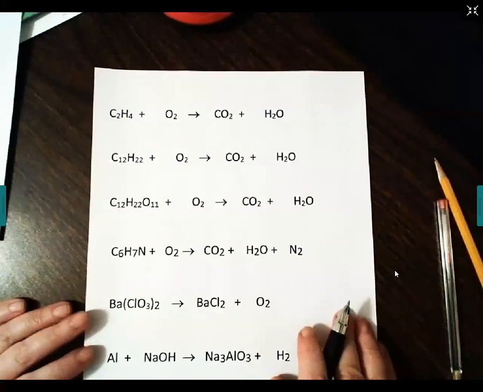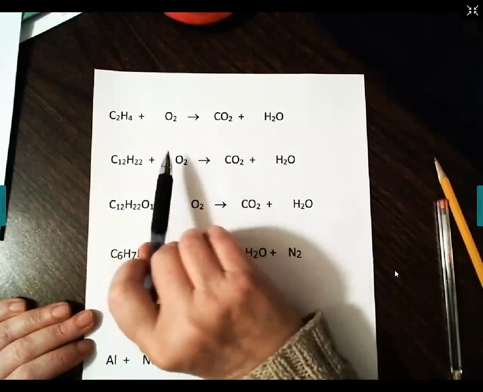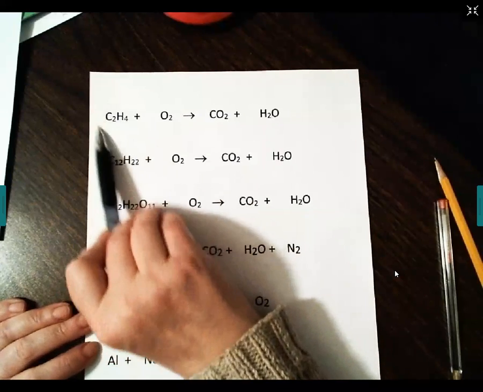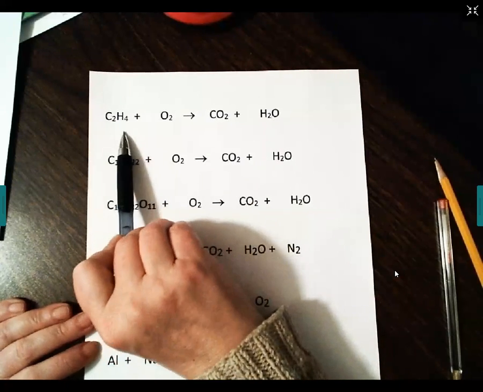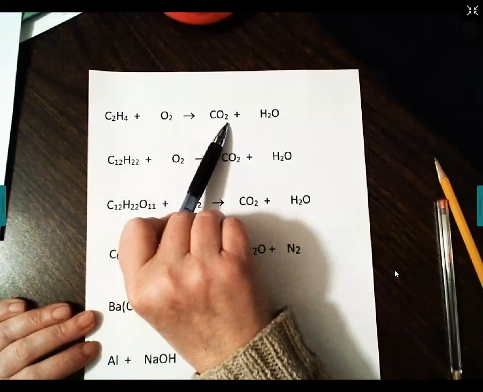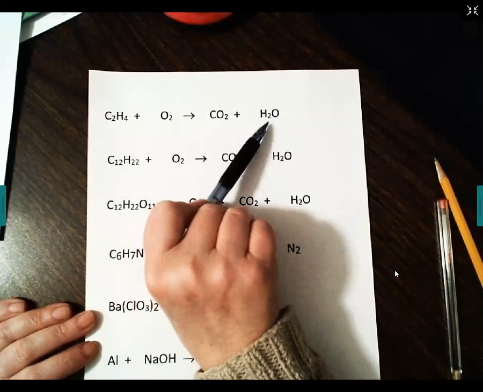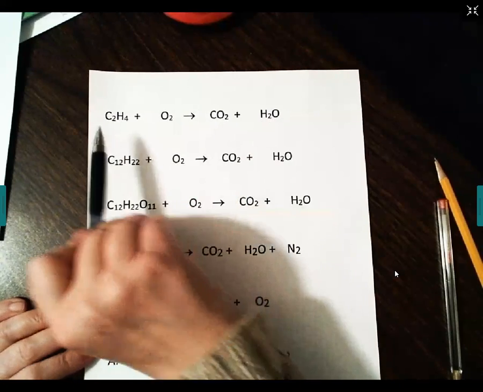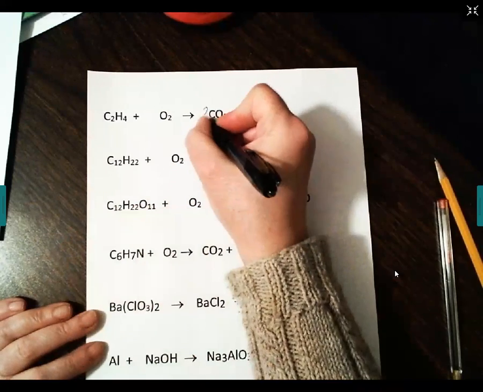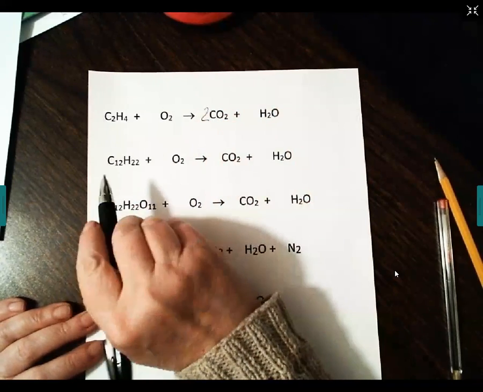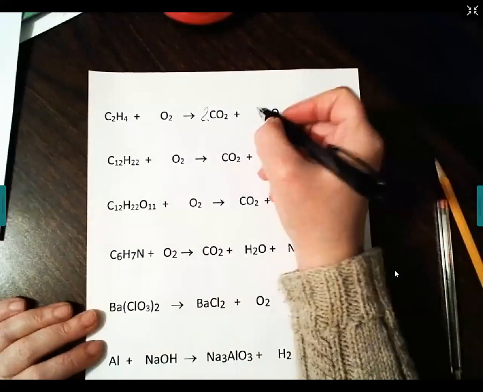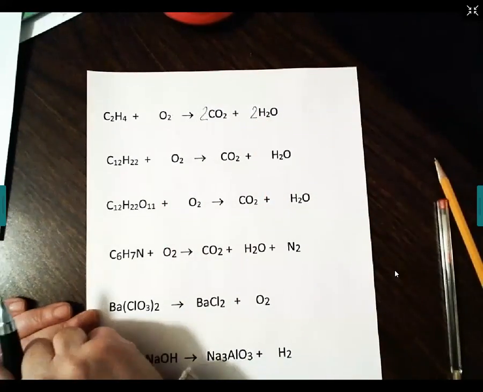Balancing chemical reactions. Combustion of organic compound, and products are carbon dioxide gas and water. So we have 2 carbons on the left side. We should put coefficient 2 here. We have 4 hydrogen atoms, so we should put coefficient 2 here.